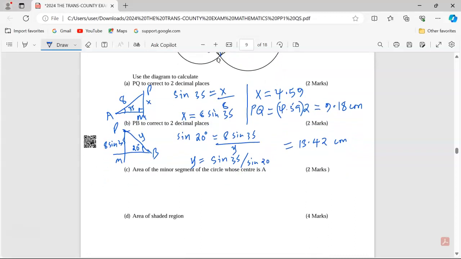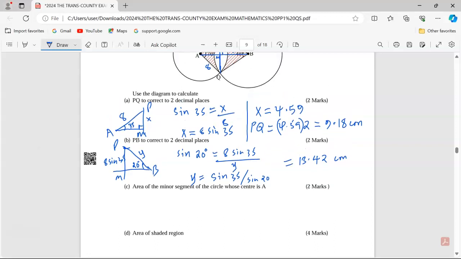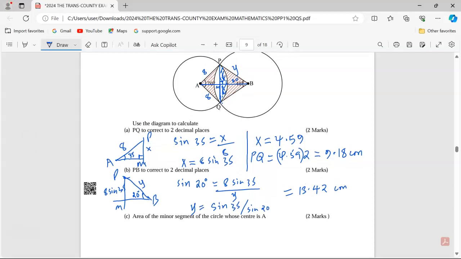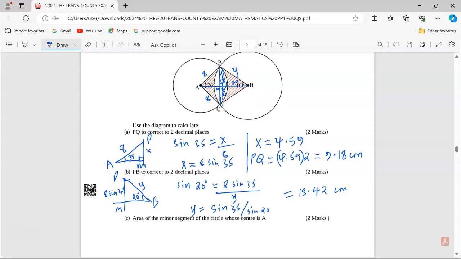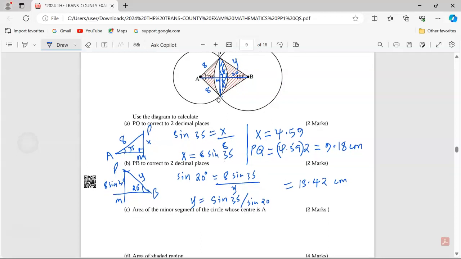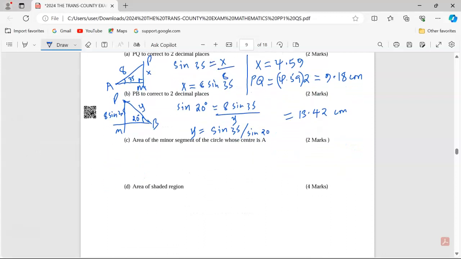Part C, area of the minor segment of the circle whose center is A. When we follow chord PQ, that circle will have this as the minor segment, and this is what we are going to calculate. For us to get the area which I'm shading blue, I'll need to take the whole sector APQ, then I subtract the triangle APQ. That way I'll get the minor segment which has been shaded.